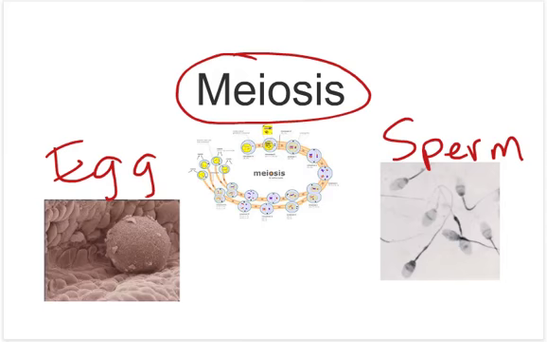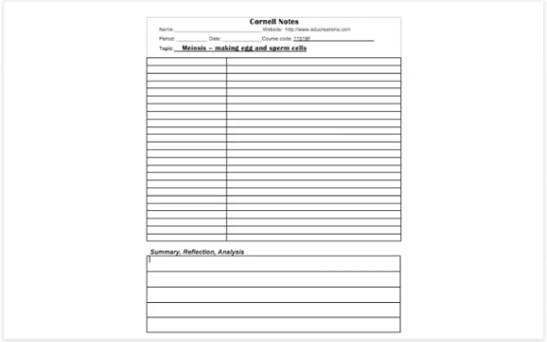Okay, so you should have gotten a Cornell note sheet that says meiosis, making egg and sperm cells at the top. There are notes on the front side, and then the drawing is on the back side. We're first going to read a little bit out of the textbook, and then you're going to take notes in this section based on what we read in the textbook. And then we'll fill in the pictures on the back, and then you'll do questions at the end on the left side.